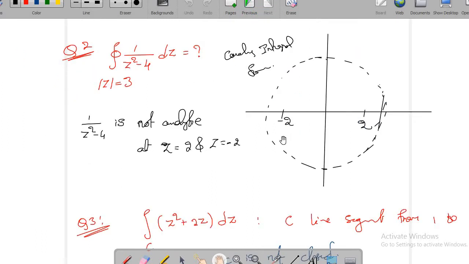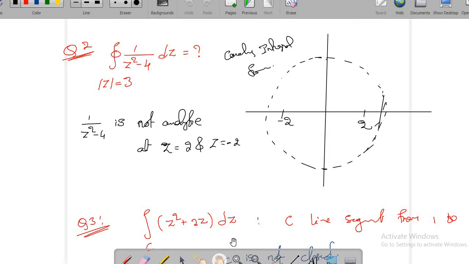And then we have seen another question where the given function is not analytic inside this region. Why? Because the problematic points are -2 and +2. They are inside this curve. Now we need to see how to answer this question. Today we are going to answer this question.